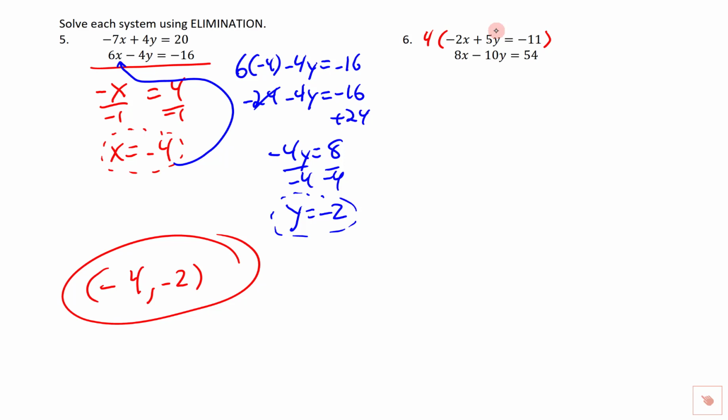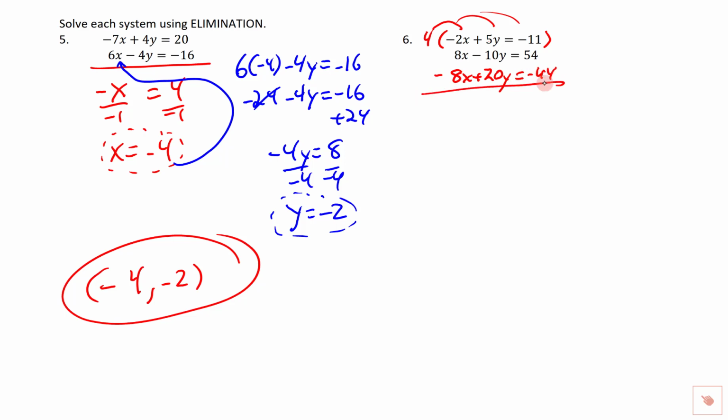I'm going to go ahead and get rid of this x. So here's what's going to happen. We're going to multiply here, here, and here. So we end up with a negative 8x. 4 times 5, that's going to be a plus 20y. And then we're going to multiply on the other side. 4 times negative 11, that's going to be negative 44.